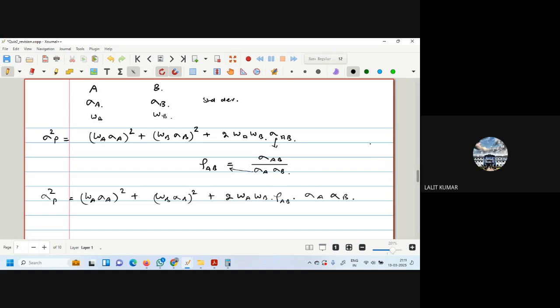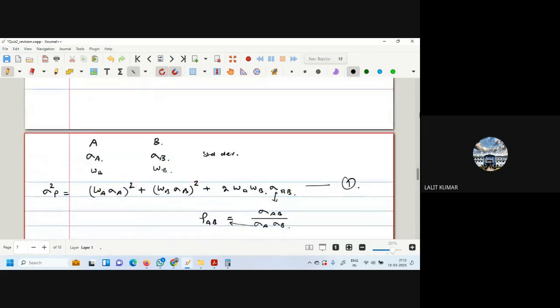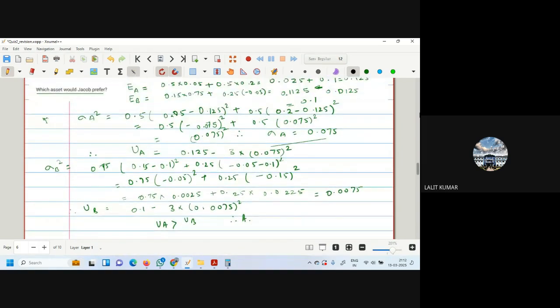So these are the basic formulas for week 7 and week 8. I just wanted to cover them here only. Now in case of risk-free, this sigma A is 0, and there is only sigma B. Okay, so with this concept, we come to this question.